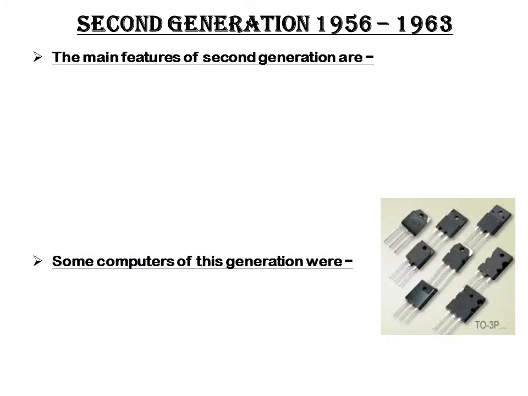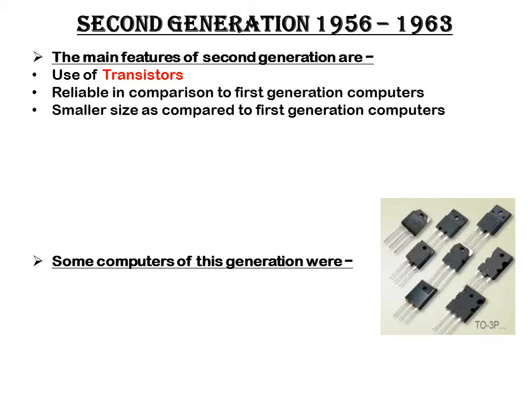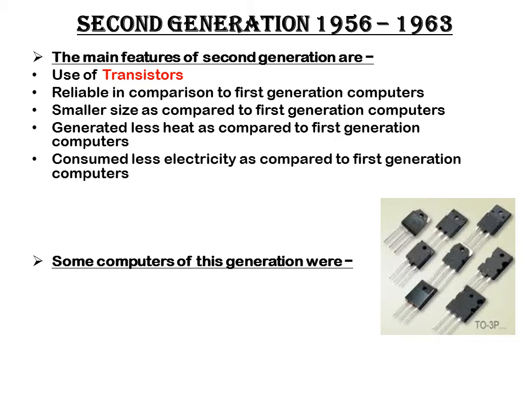Now come to the next generation, second generation from 1956 to 1963. In this generation, transistors were used. In the picture also it is given here. It is a transistor. Reliable in comparison to first generation computer. It is smaller in size as compared to first generation. It generates less heat as compared to first generation. It consumes less electricity and is faster than first generation.